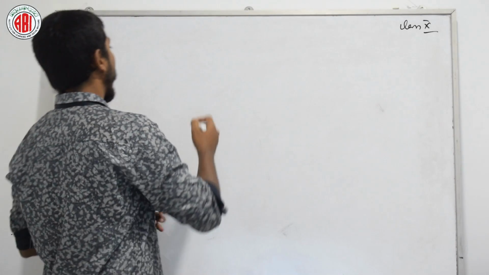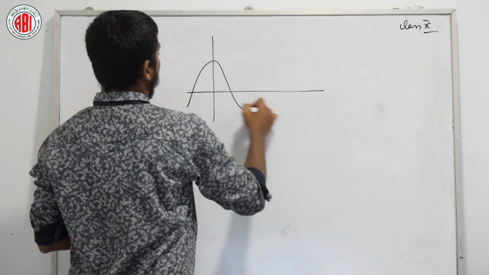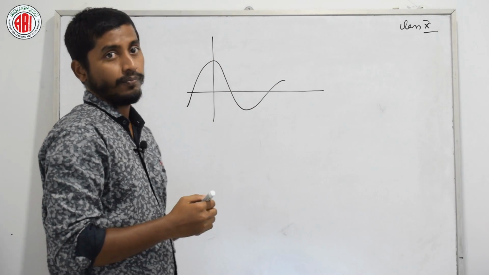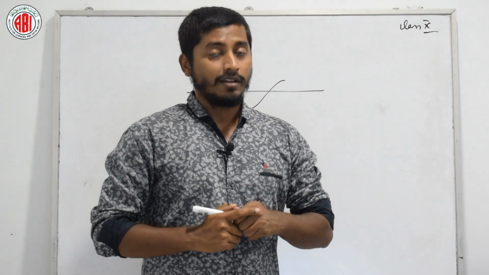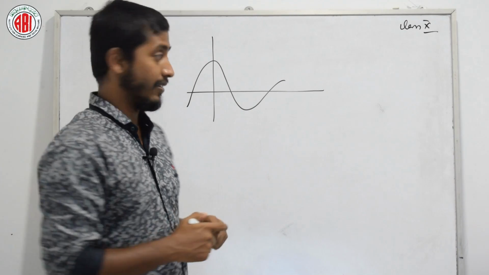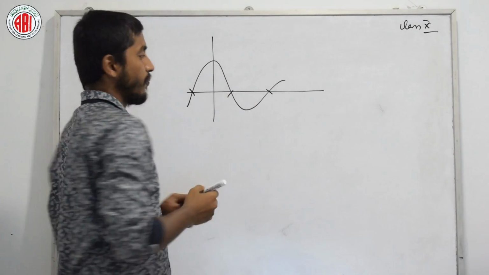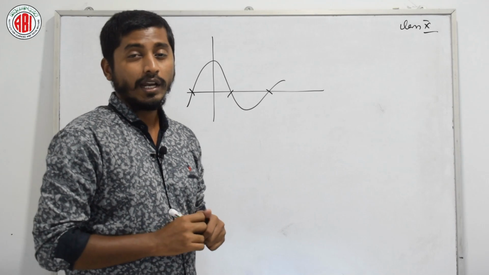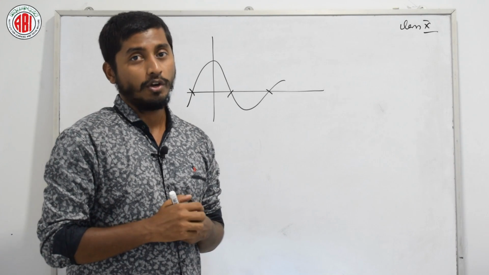See here, an example for a cubic polynomial is this. For example, if this is a cubic polynomial, at how many points is this graph intersecting the x-axis? That is, see here, 1, 2 and 3. Clear? Therefore, it has 3 zeros. Therefore, it can be called a cubic polynomial.